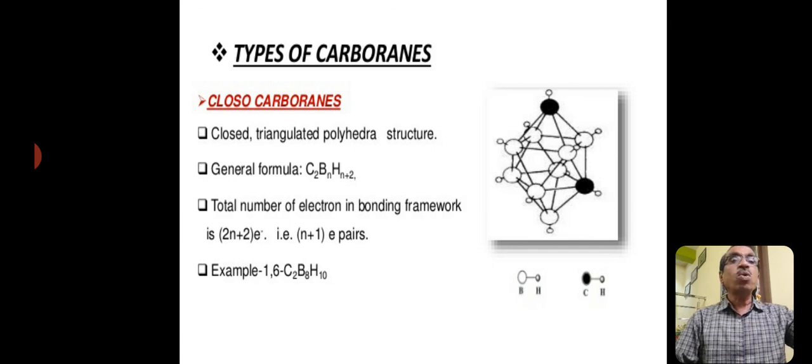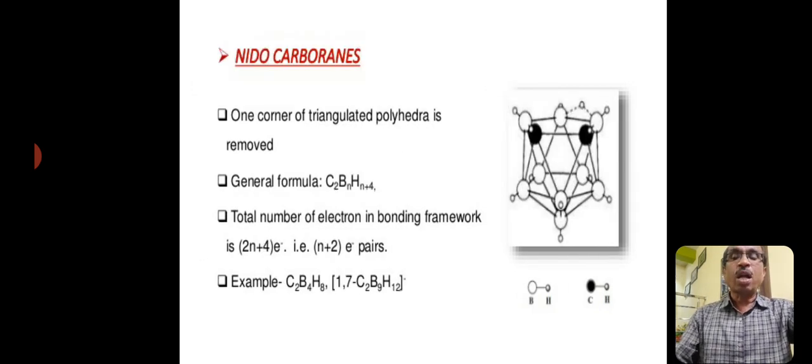Closocarboranes have a closed triangulated polyhedra structure. The general formula is C2BnHn+2. The total number of electrons in the bonding framework is 2n+2 electrons or n+1 electron pairs. An example is 1,6-C2B8H10.